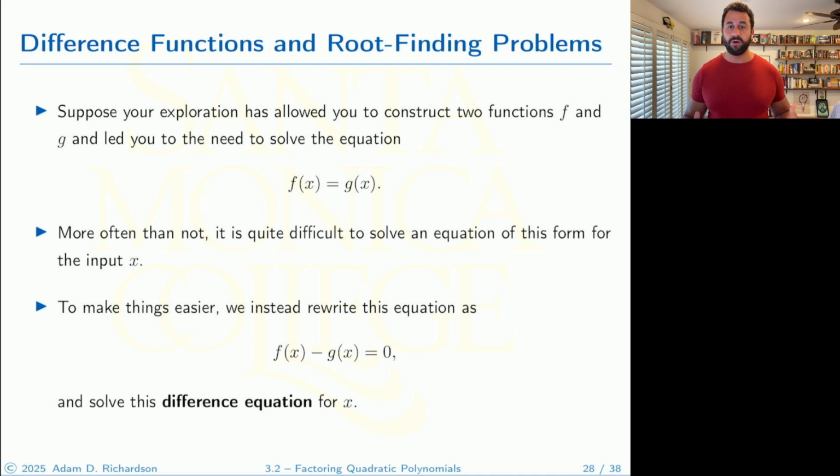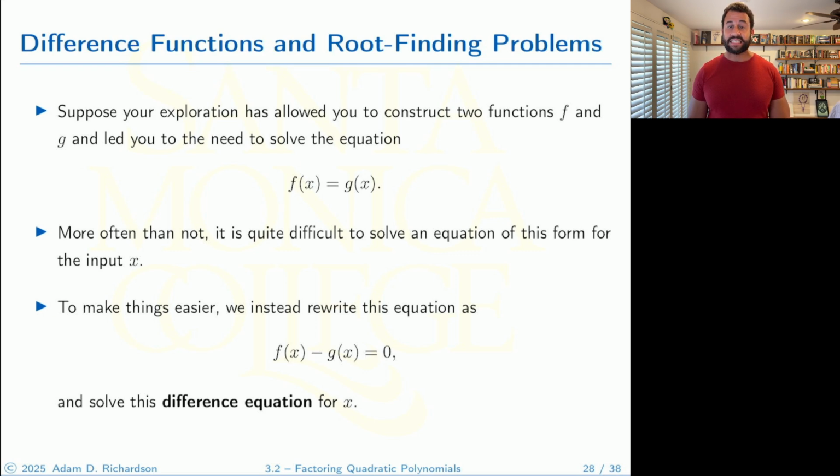So suppose your exploration has allowed you to construct two functions, f and g, and led you to the point where you need to solve this equation. You need to know where the first function is equal to the second function in terms of the outputs, right? When does the output of f equal the output of g? It turns out that in practice, more often than not, it is quite difficult to solve an equation of this form for the input x.